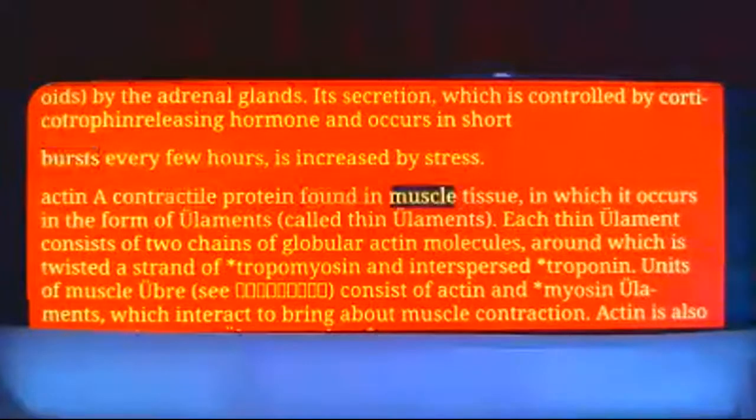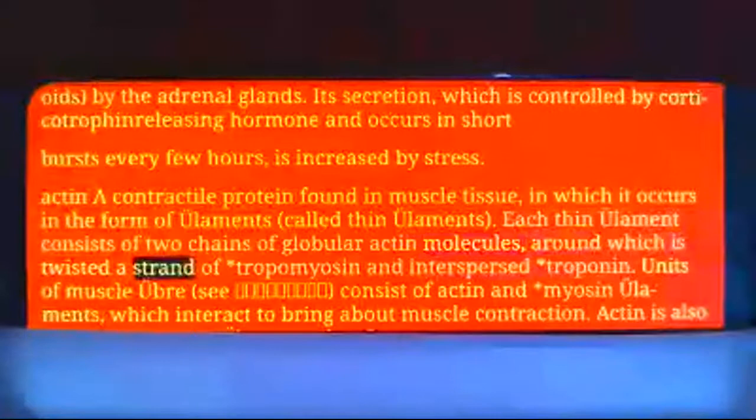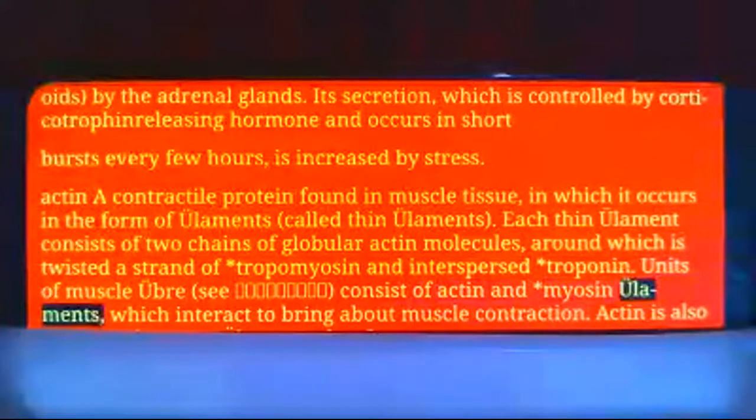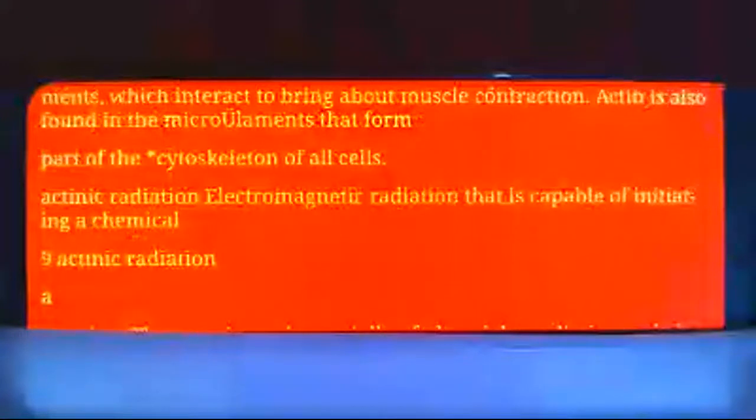Actin, a contractile protein found in muscle tissue, in which it occurs in the form of filaments called thin filaments. Each thin filament consists of two chains of globular actin molecules, around which is twisted a strand of tropomyosin and interspersed troponin. Units of muscle, sarcomeres, consist of actin and myosin filaments, which interact to bring about muscle contraction. Actin is also found in the microfilaments that form part of the cytoskeleton of all cells.